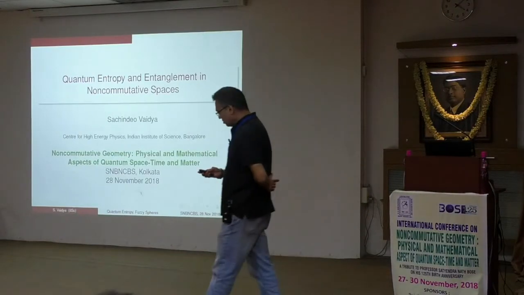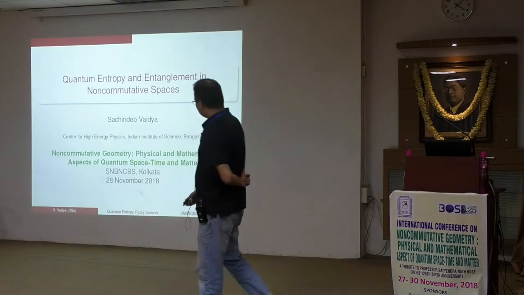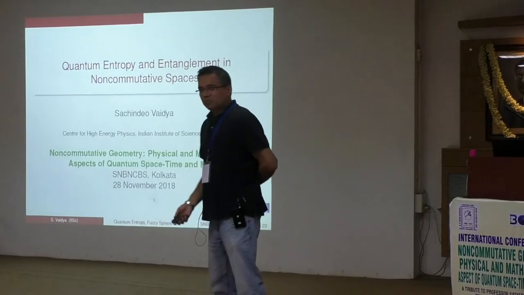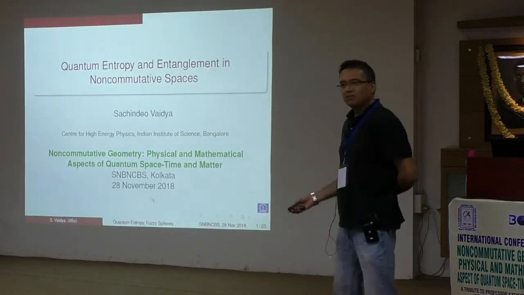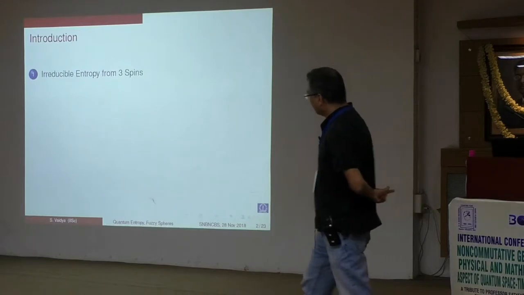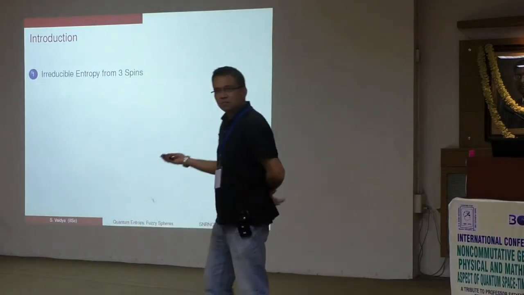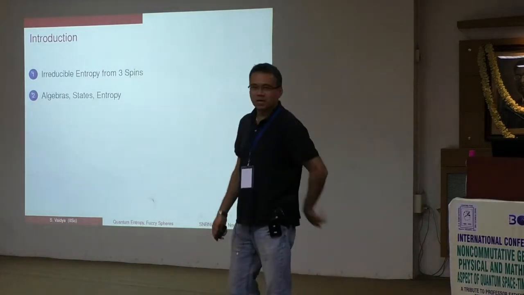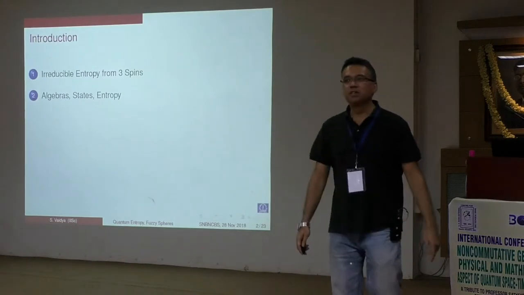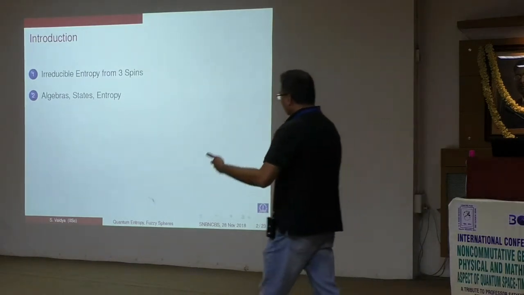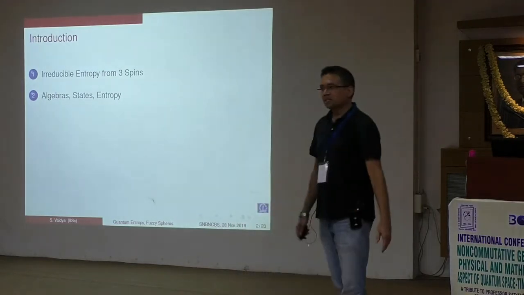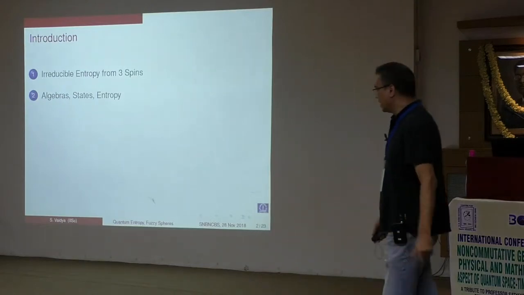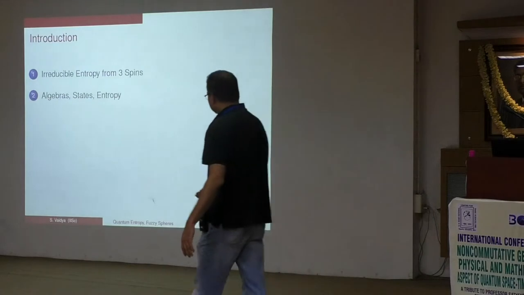Today, I want to tell you a little bit about, as the title says, quantum entanglement and entropy in non-commutative spaces. But I'd like to start off with a very simple example, which is irreducible entropy from three spin halves. So I'll show you this example and how this entropy comes about for the system of three spin half particles. And then situate this discussion in a more abstract setting, that of algebra, states, and the ensuing entropy that this discussion naturally leads to.